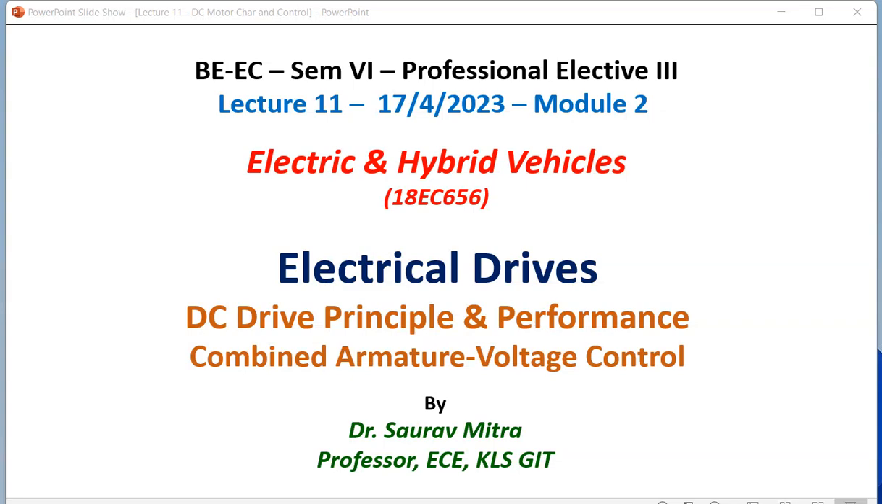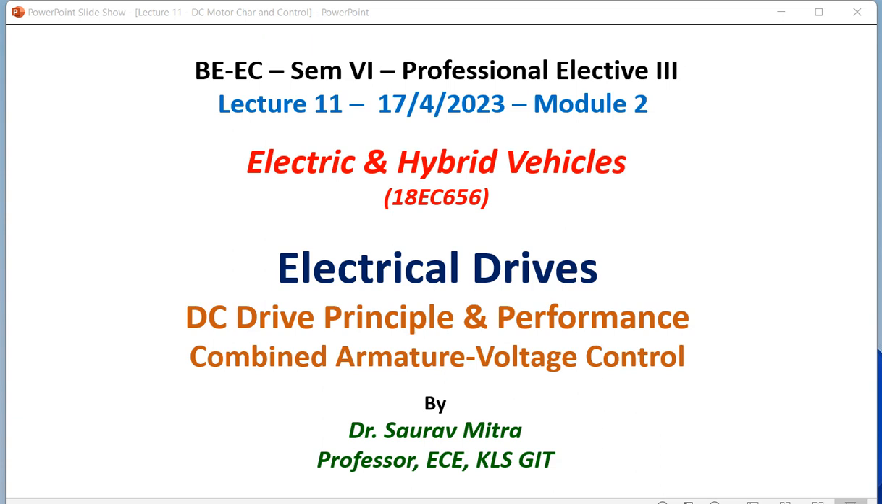So this is the 11th lecture in Electric and Hybrid Vehicles, which is Professional Elective 3. We are starting with electric drives. Today we are going to see two topics. First one is DC drive principle and performance, and combined armature voltage control. This combined armature voltage control can be a 10-mark question. You have to draw the diagram, you have to draw the graph, and you have to explain.